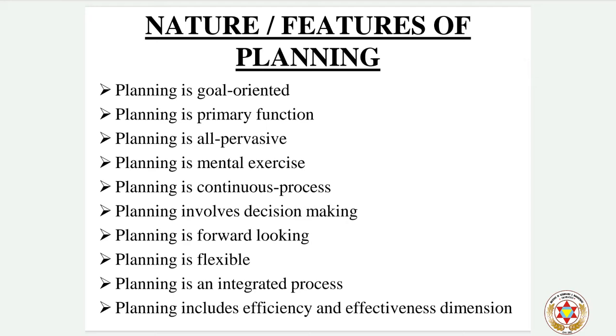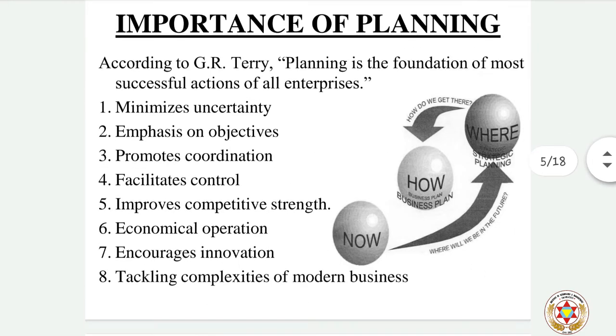Fourth, planning is a mental exercise. That means planning is not a simple process. It's an intellectual exercise involving thinking and forethought on the part of the manager. Fifth, planning is a continuous process. Sixth, planning involves decision making. Seventh, planning is forward-looking. That means it is keeping with the adage, look before you leap. Thus, planning means looking ahead. It is futuristic in nature since it is performed to accomplish some objectives in future. Planning is also flexible. Planning is an integrated process. And the last says planning includes efficiency and effectiveness dimension.